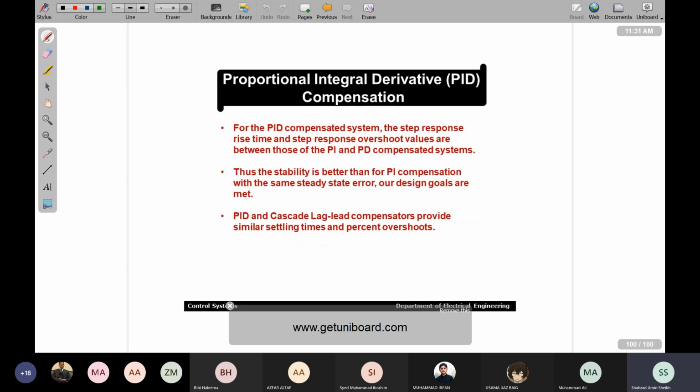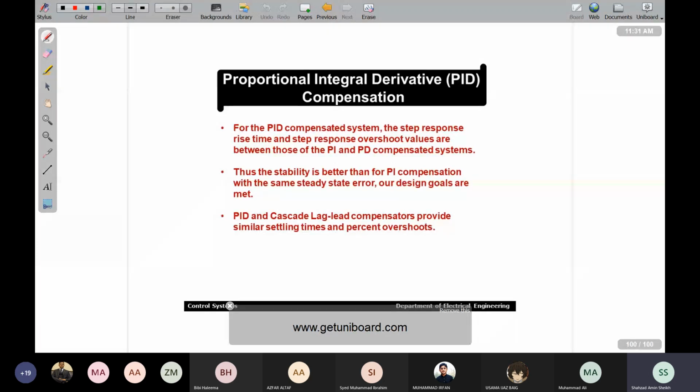For the PID compensated system, the step response rise time and step response overshoot values are between those of PI and PD compensated systems. Thus the stability is better than for PI compensation with the same steady state error. Our design goals are met, so we are saying that okay, we are stopping at k is equal to 12, and PID and cascade lag lead compensator provide similar settling times and percentage overshoots.